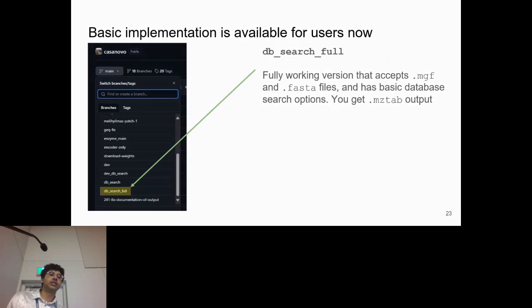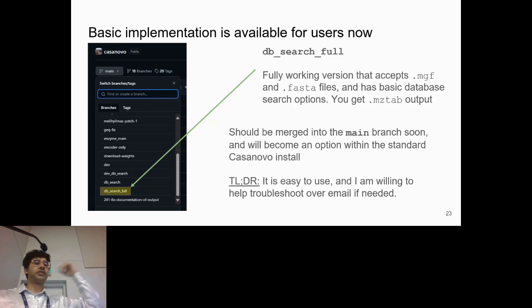So the basic implementation is fully available for everyone to use. It's on the Casanova repository in this little branch over there, waiting on a pull request to get it into the main branch. And after that, it'll be just part of the Casanova install normally. You give it an MGF, a FASTA, and you get MZTab output with a score for every single peptide spectrum pair. And as I mentioned earlier, it should be merged into the main branch soon. TLDR, it's easy to use. I'm totally willing to help troubleshoot over email. Got not much else to do this summer, so just hit me up.